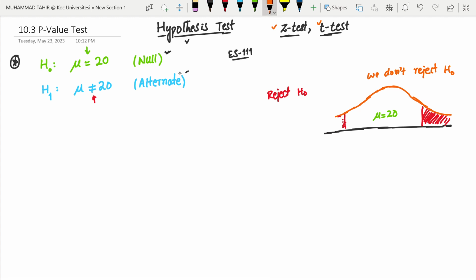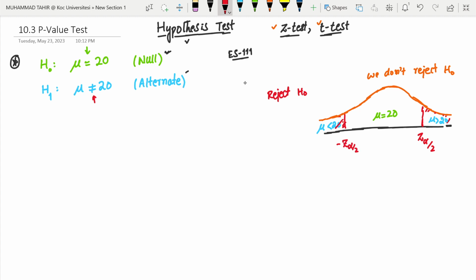This lower tail corresponds to mu less than 20, and the upper tail corresponds to mu greater than 20, right? And if you remember z-test, we calculated critical points which were plus z alpha by 2 and minus z alpha by 2.